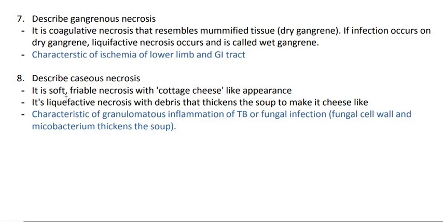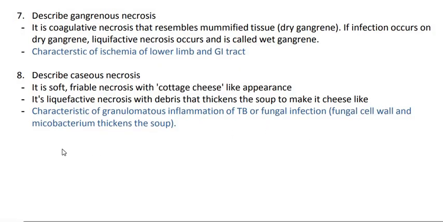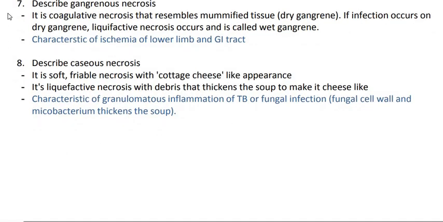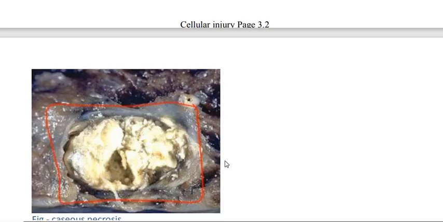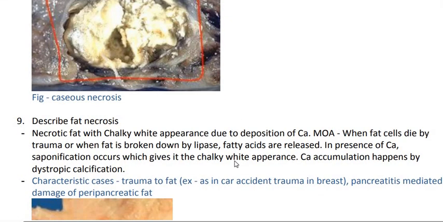Caseous necrosis is a soft, friable necrosis with a cottage-cheese-like appearance, a liquefactive necrosis with dermis thick and soft like cheese, characterized by granulomatous inflammation, TB or fungal infection, fungal cell wall, and mycobacterial thickness. This picture shows caseous necrosis with a cottage cheese appearance.